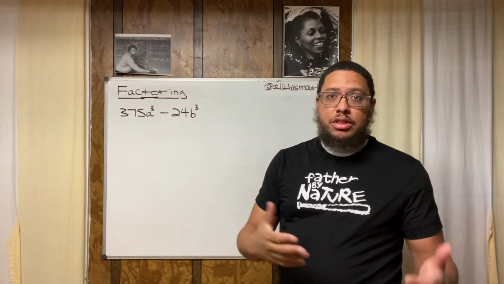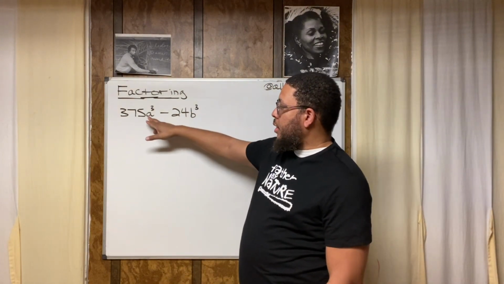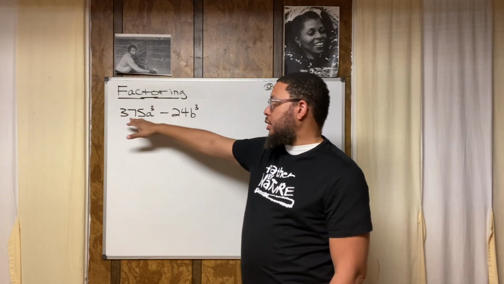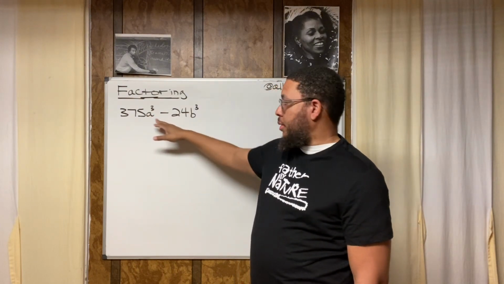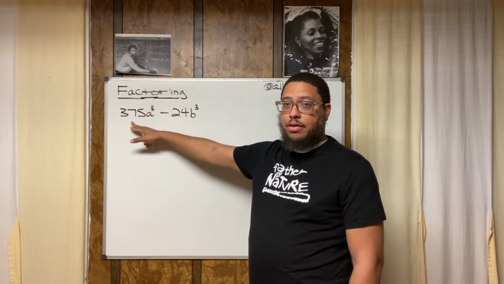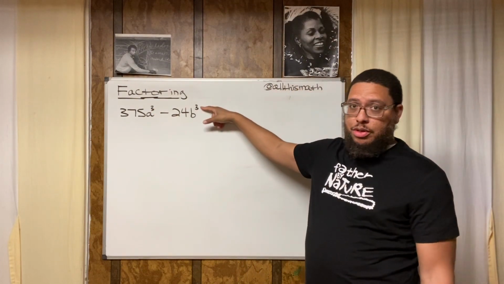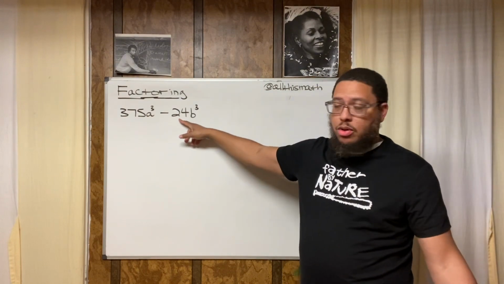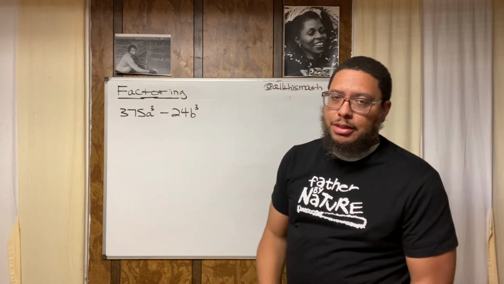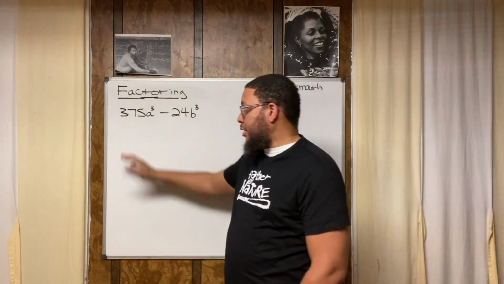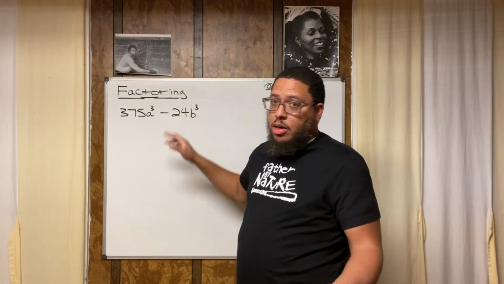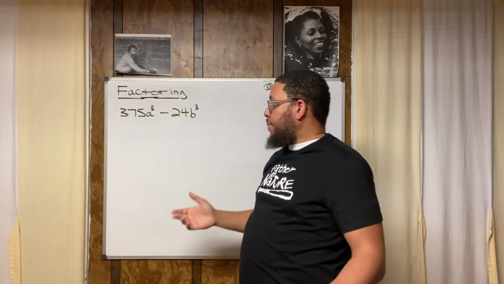This looks like a difference of two cubes because we got something to the third power minus something to the third power. But notice only the a is to the third power and only the b is to the third power. This 3 don't got nothing to do with that 375, and this exponent 3 don't got nothing to do with that 24. So I first look at it and think, maybe it's a difference of two cubes. But then I'm like, chill. No, it's not, because 375 ain't a perfect cube, and 24 ain't a perfect cube.